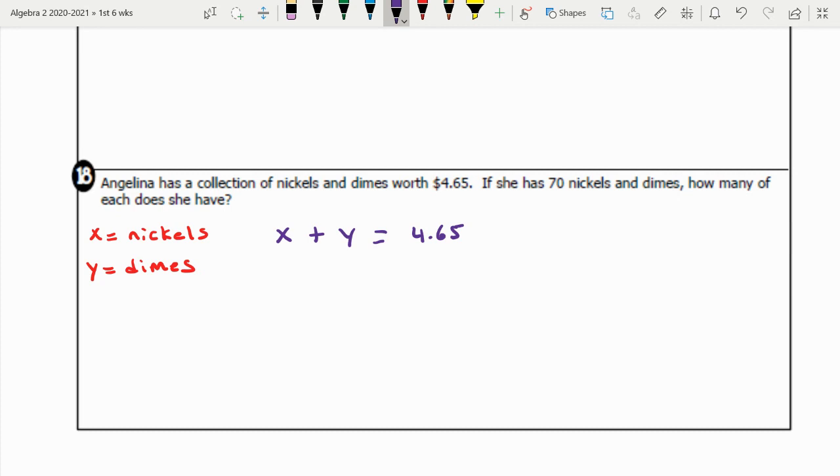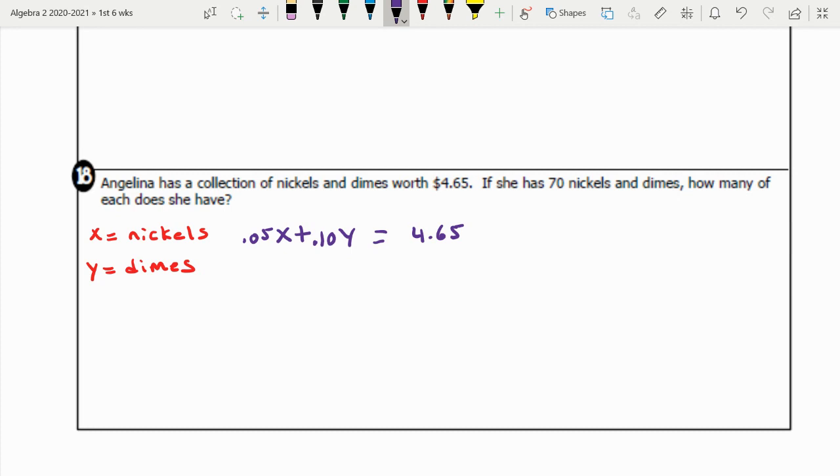So these things need a weight on them. We've got to put the worth of the nickel, 0.05, and then the worth of the dime, which is 0.1. I'll leave the 0 so you can see that it's 10 cents. Then add them together. So there we go. Don't forget those values, because that's a common mistake.